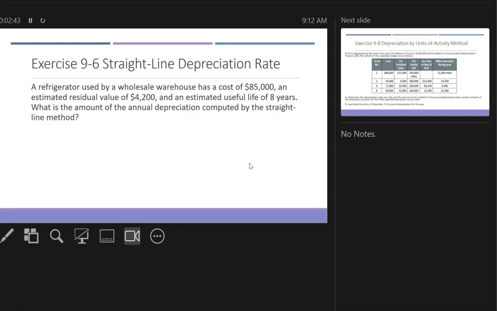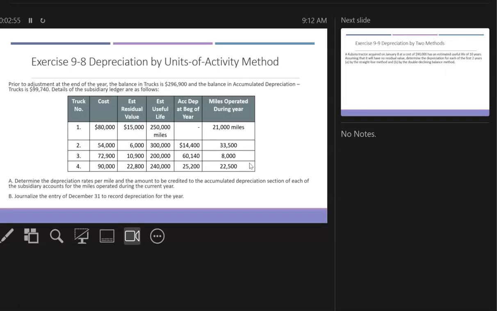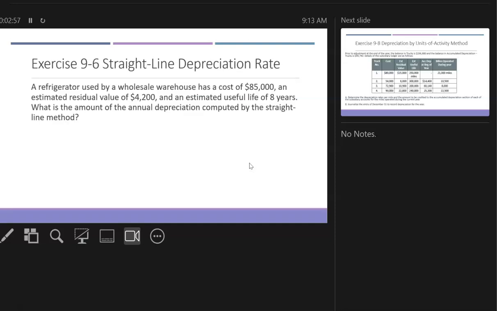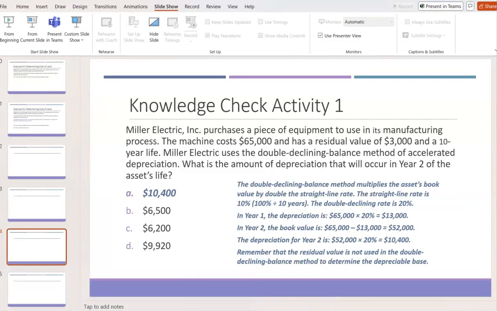How are we going to do that? 85,000 minus 4,200 gives us what? 80,800 divided by 8 years. Whoops. Oh, I didn't even put that one in there. 80,000, here, 85, 42, 8 years. Let me just do it this way.